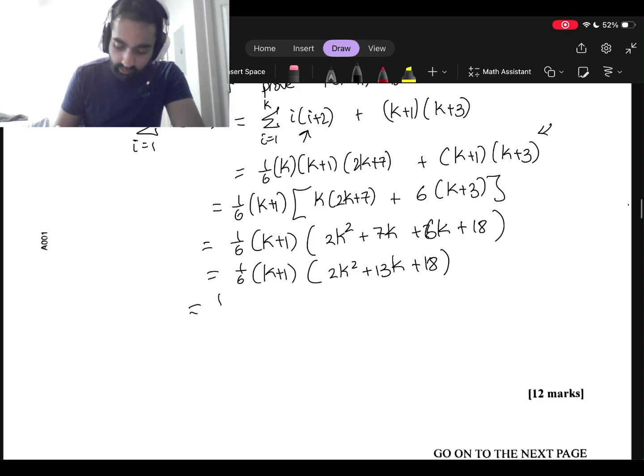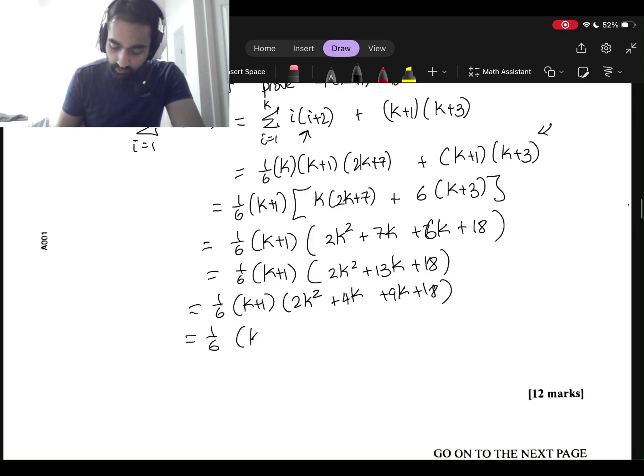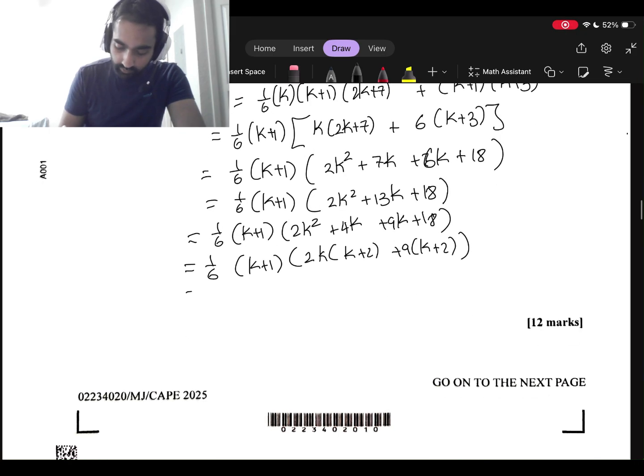So we have 1/6 times k plus 1, and now it'll be 2k squared plus 4k plus 9k plus 18. And then 1/6 times k plus 1, and here it'll be 2k in brackets k plus 2, and then plus 9 in brackets k plus 2. And then the last step is equal to 1/6 k plus 1. Now if you factorize this, you're going to get k plus 2 and then 2k plus 9.